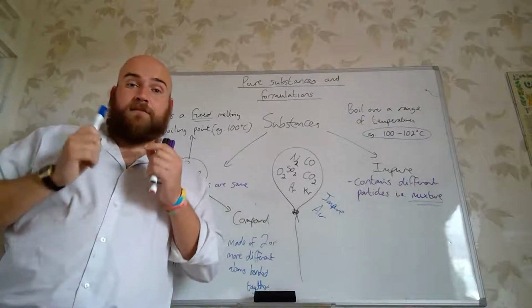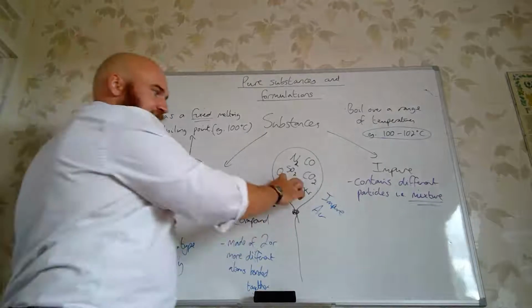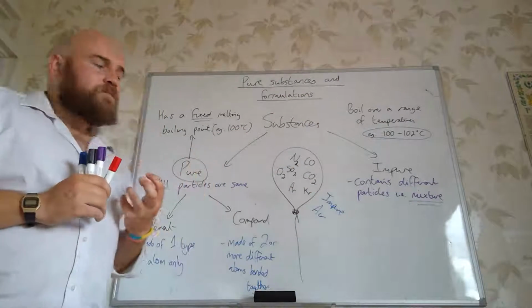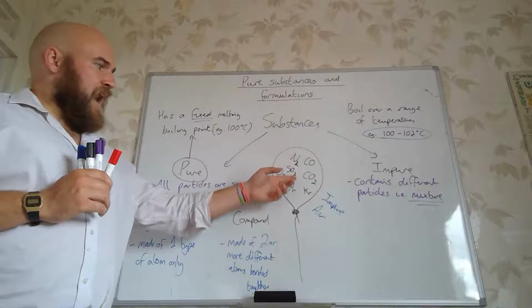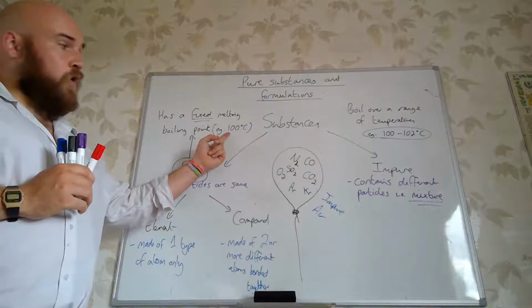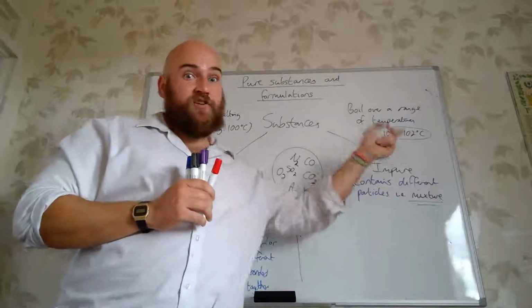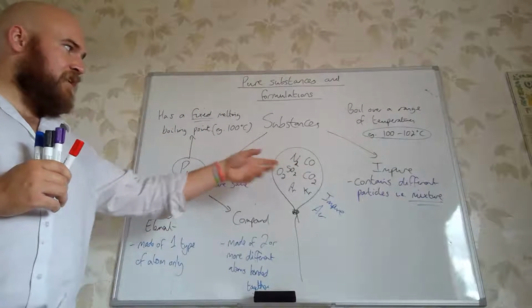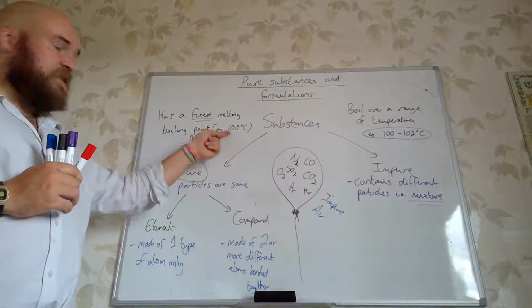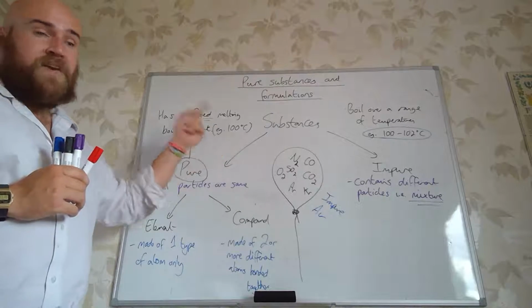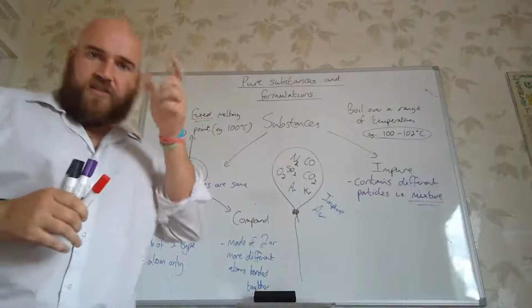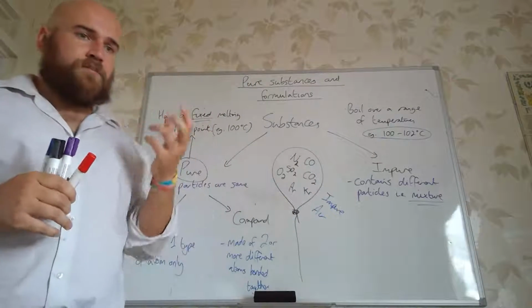So would you expect the boiling point, I mean, if I was to turn these into a liquid by cooling them all down and then start to heat them up, would it boil at one temperature or would it boil at a range of temperatures? Well, hopefully you get the idea now. Because it's a mixture, it's not just going to evaporate at one temperature. It will evaporate at multiple temperatures, a range of temperatures. And that's how you can spot a pure substance or an impure substance.